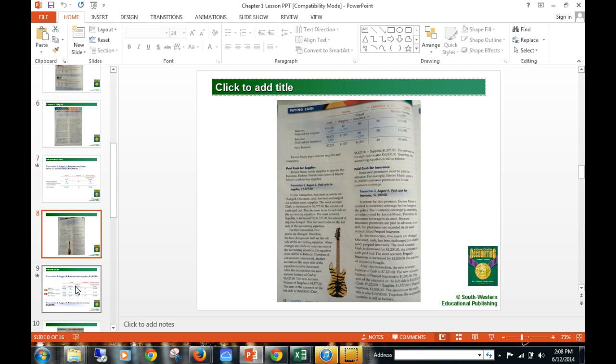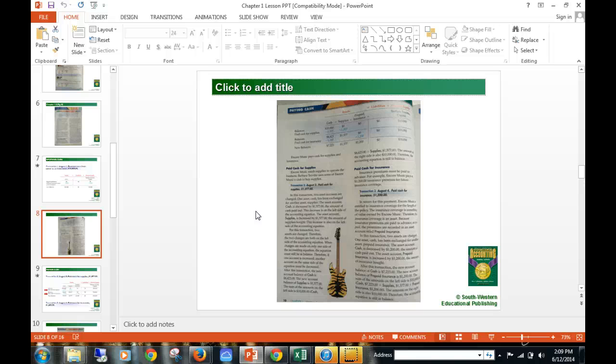Page 10, we're going to talk about the second transaction of our business. Okay, and the second transaction is that we paid cash for supplies. And if you notice on page 10, on the left-hand column, it says transaction 2, August 3rd. We paid cash for supplies. Now, supplies could mean anything from cleaning supplies, toilet paper, desks, chairs, whatever you need to stock an office or a business, those are your supplies.